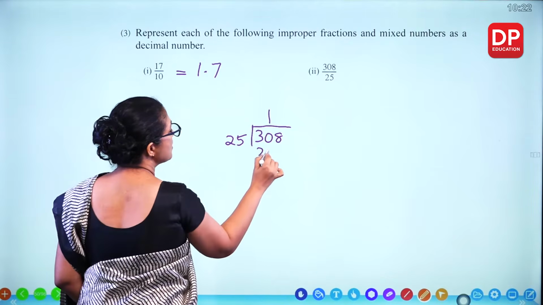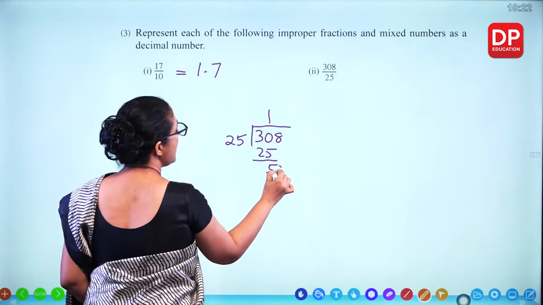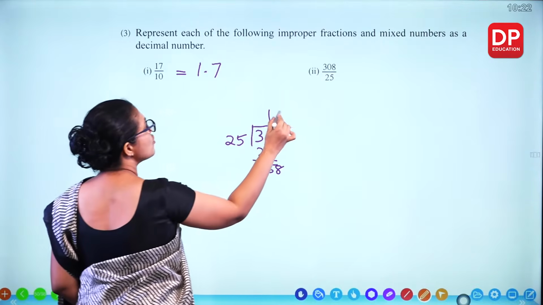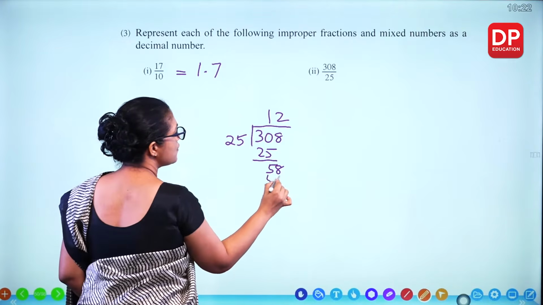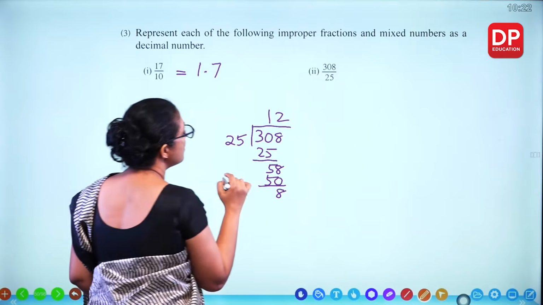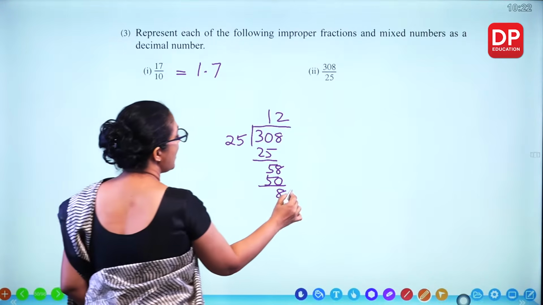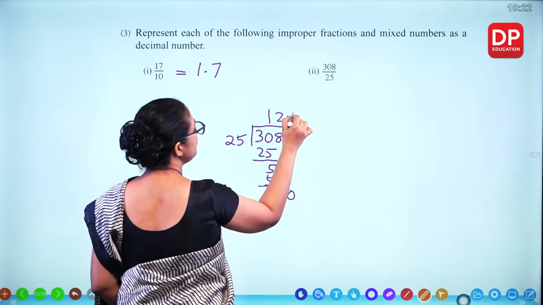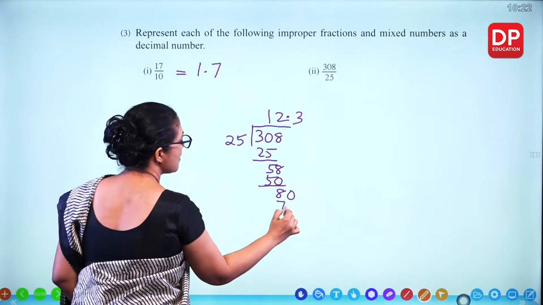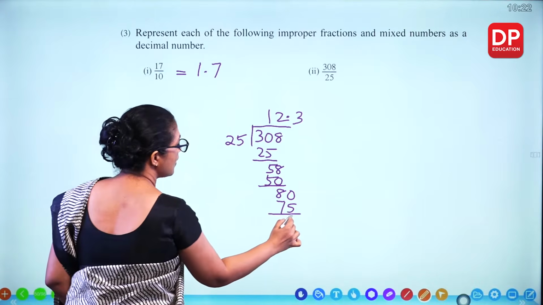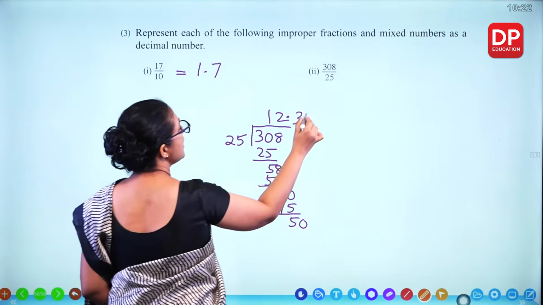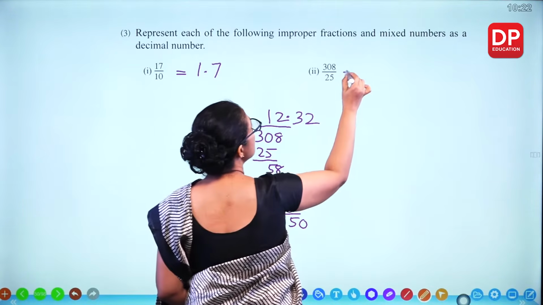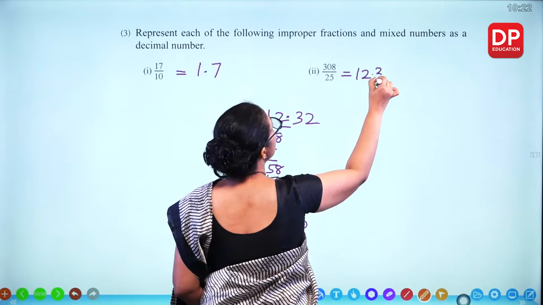25 times 1, 25. For 58, this is 2. 2 times 25, 50. 8 remaining. So for 80, 25 times 3, 75. You get 5 here. For 50 again, 2. So what's the answer? 12.32.